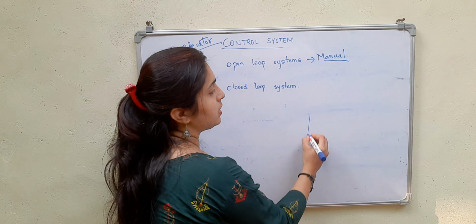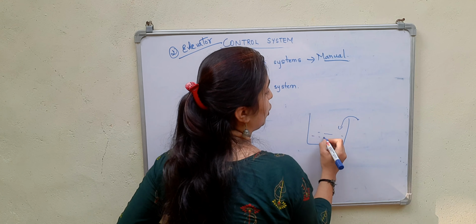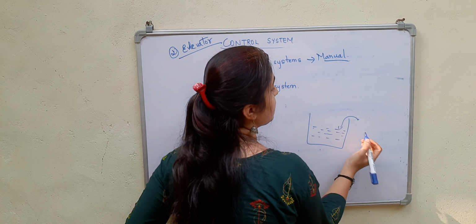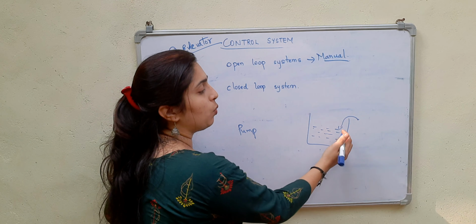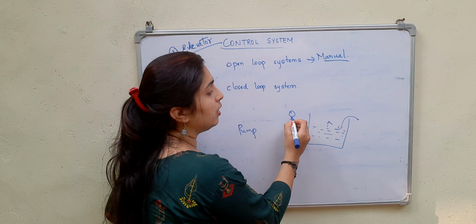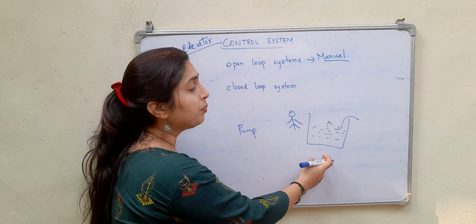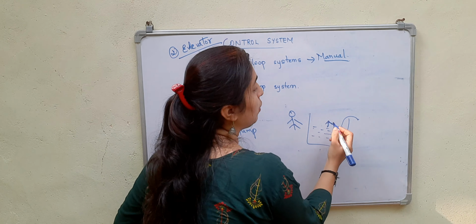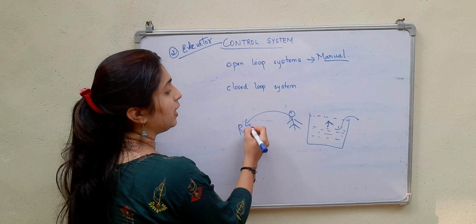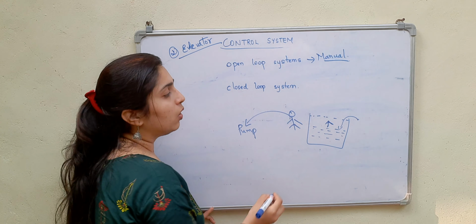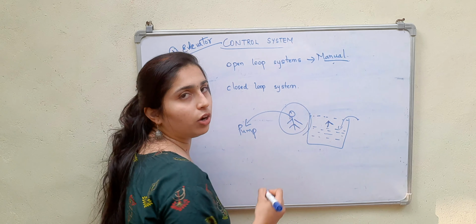So there is a water tank. The water level starts to increase when you switch on the pump. Here a person is standing and monitoring the water level. When it reaches the desired level, he comes and switches off the pump. So this is your manual control system, because a person is involved in this case.